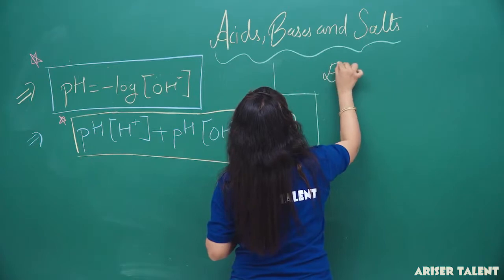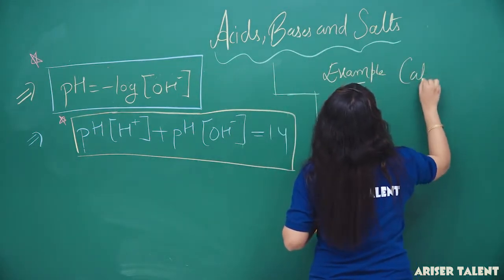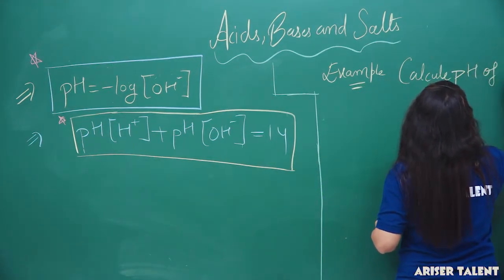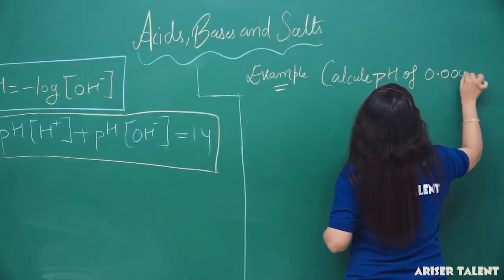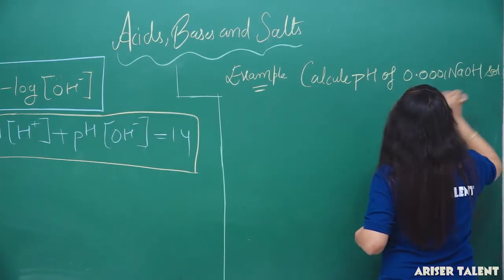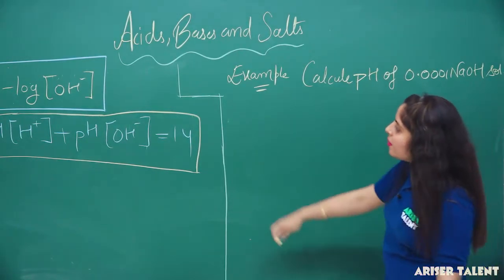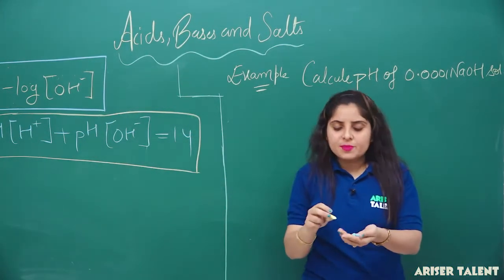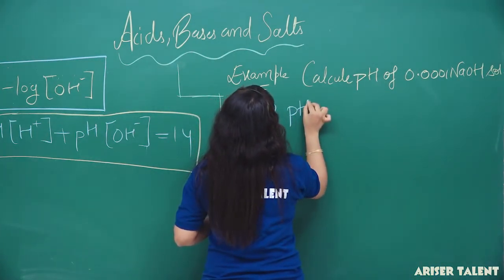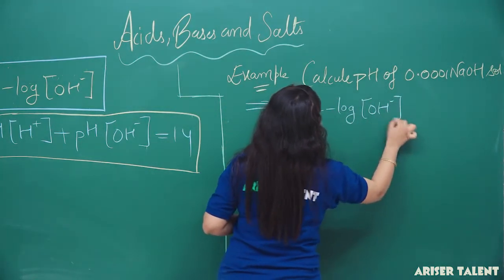So our next example is calculate pH of 0.0001 NaOH. Now we can see here we are provided a base, so we have to calculate the negative logarithm of OH minus ions. So we will apply the formula pH equal to minus log OH minus ions.